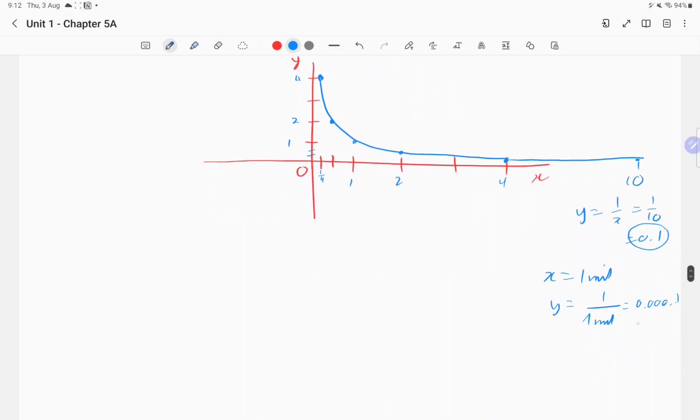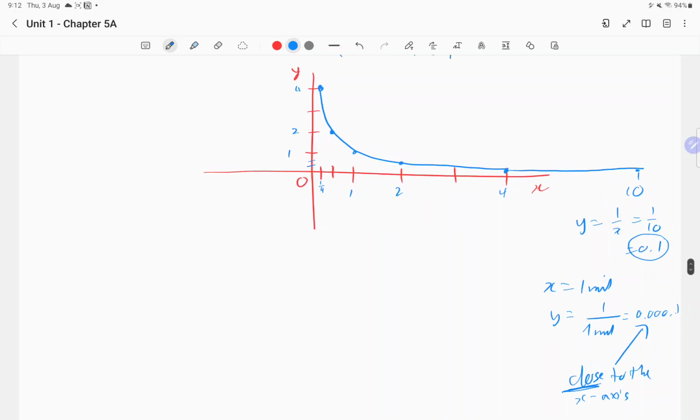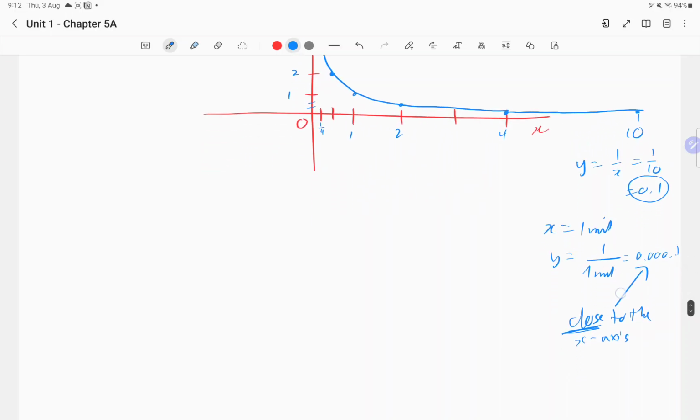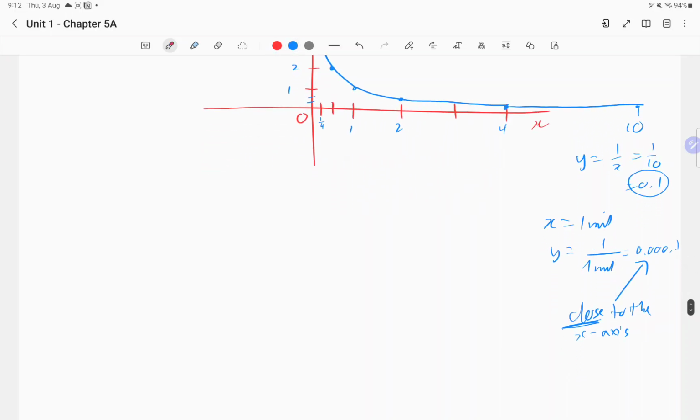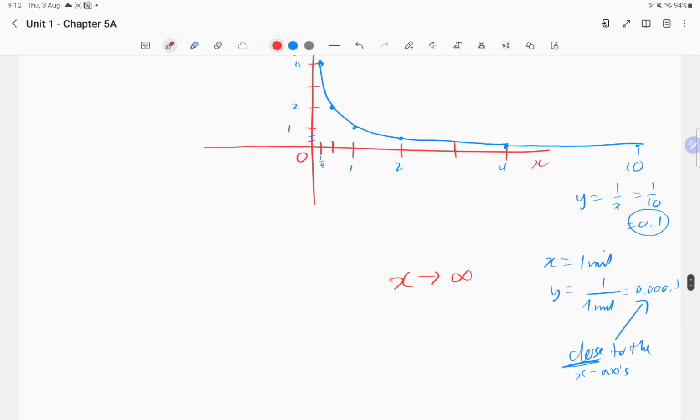It will be very close to the x-axis, right? Close to the x-axis, but it doesn't actually touch the x-axis. It's only close to it. And therefore we can say that as x tends towards infinity, so x becomes a very large number, y would tend towards 0, but it's not equal to 0.